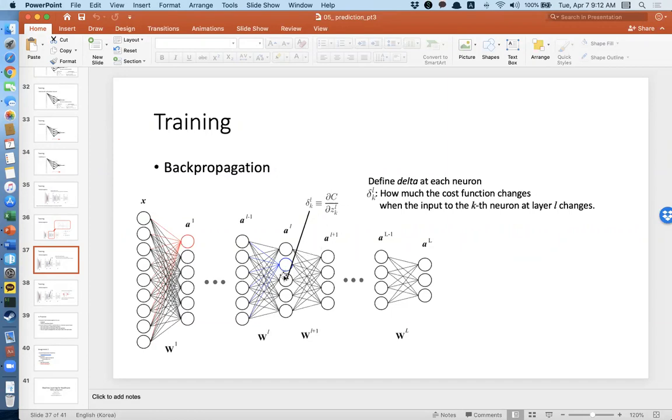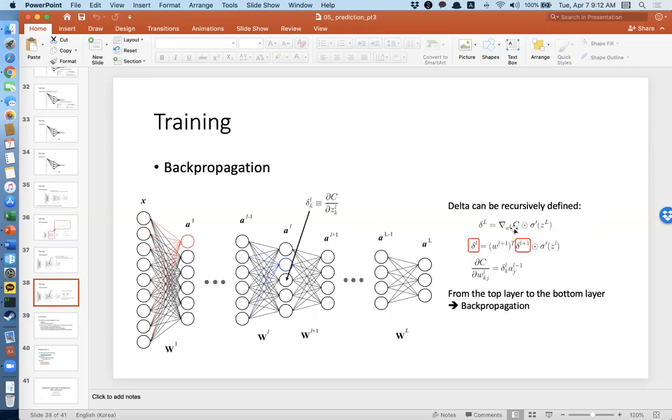Delta is defined with respect to the pre-activation value Z_K^L. What that means is that delta_K^L is how much the cost function, your negative log likelihood, changes when the input to the kth neuron at layer L changes. It's a rate of change, of course, because it's a derivative, a differentiation of C with respect to Z_K^L. So how much the error function changes when you change the pre-activation value here. And you can define that across all hidden neurons, everywhere. That's our delta. And if you define delta like that, then the delta terms can be recursively defined.